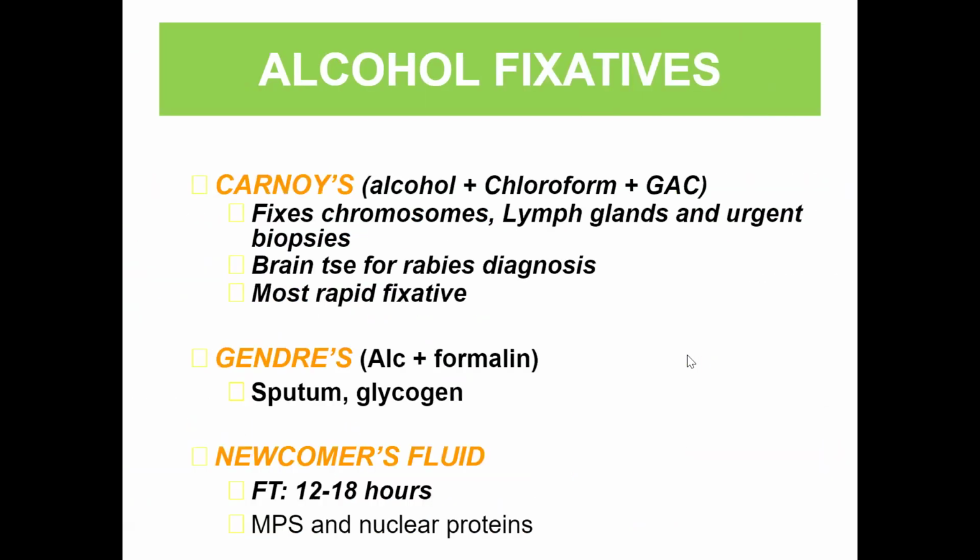You also have your Carnoy's, which is a combination of alcohol, chloroform, and glacial acetic acid. It fixes chromosomes, lymph glands, and is used for urgent biopsies. Also brain tissue for rabies diagnosis, and considered to be the most rapid fixative. Then Gendre's, which is a combination of alcohol and formalin for sputum and glycogen, with a fixation time of 12 to 18 hours, used for mucopolysaccharides and your nuclear proteins.